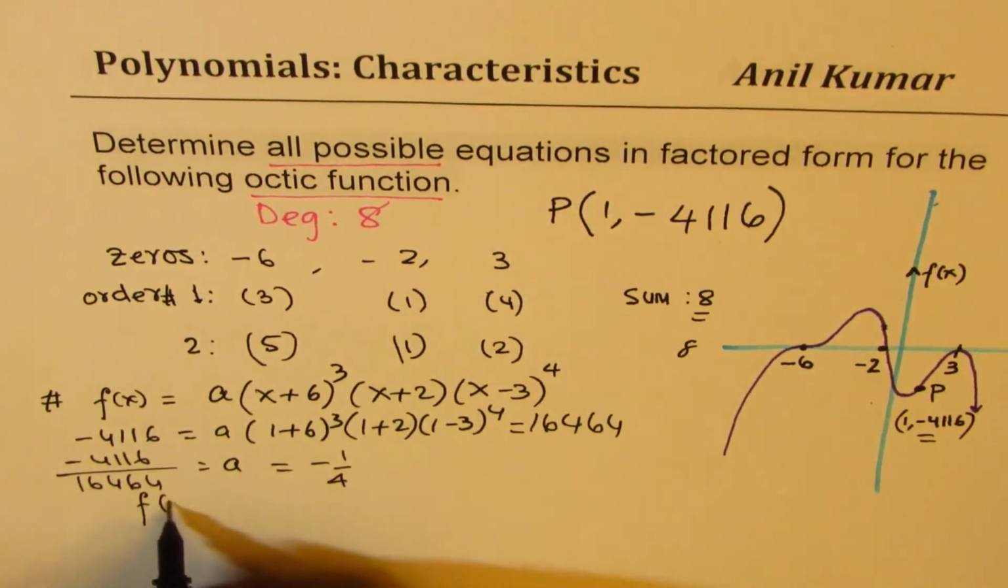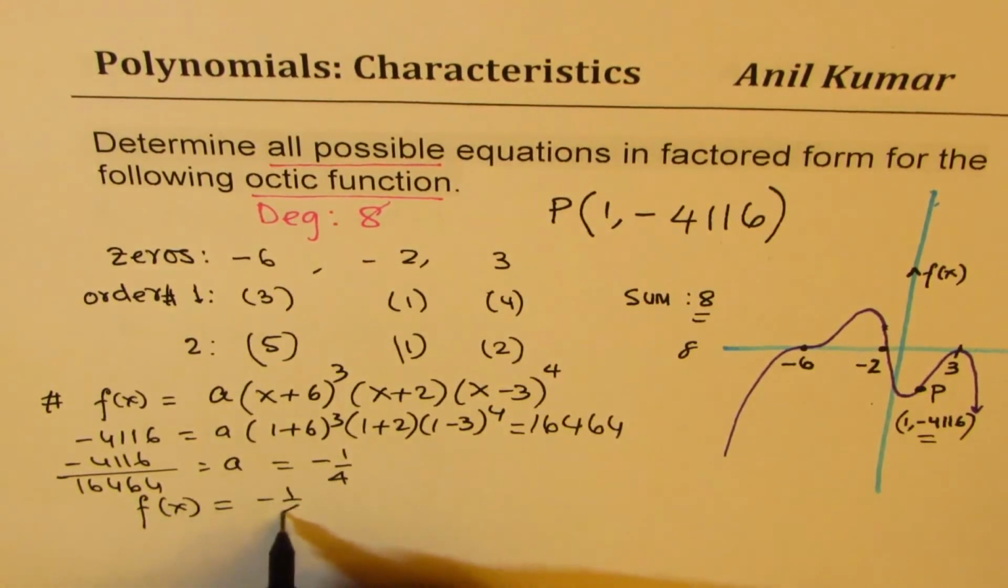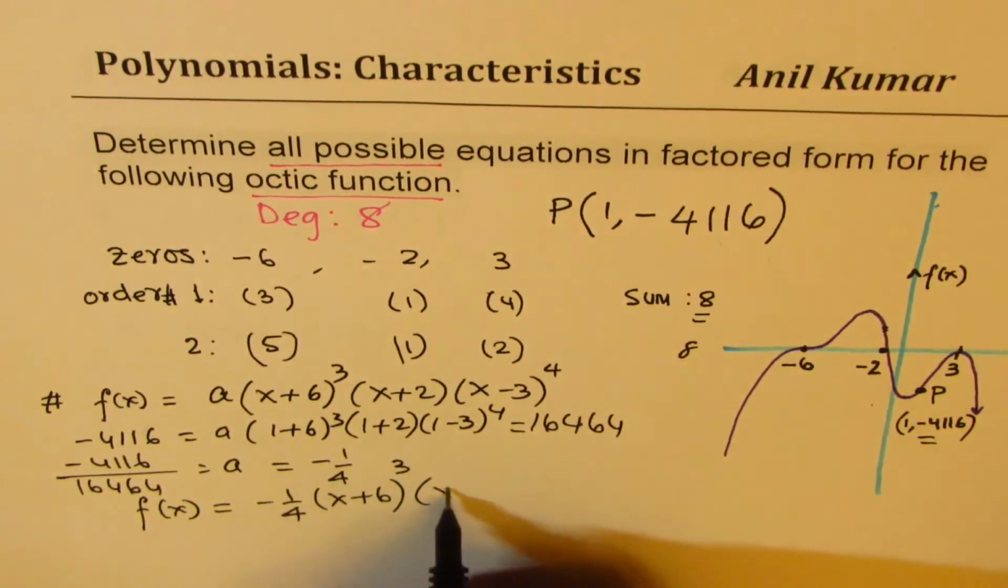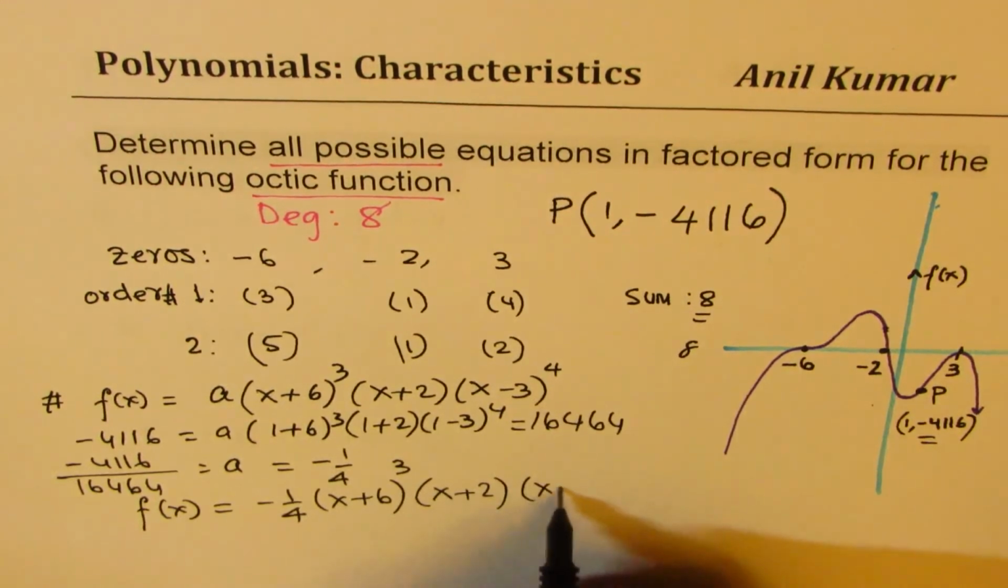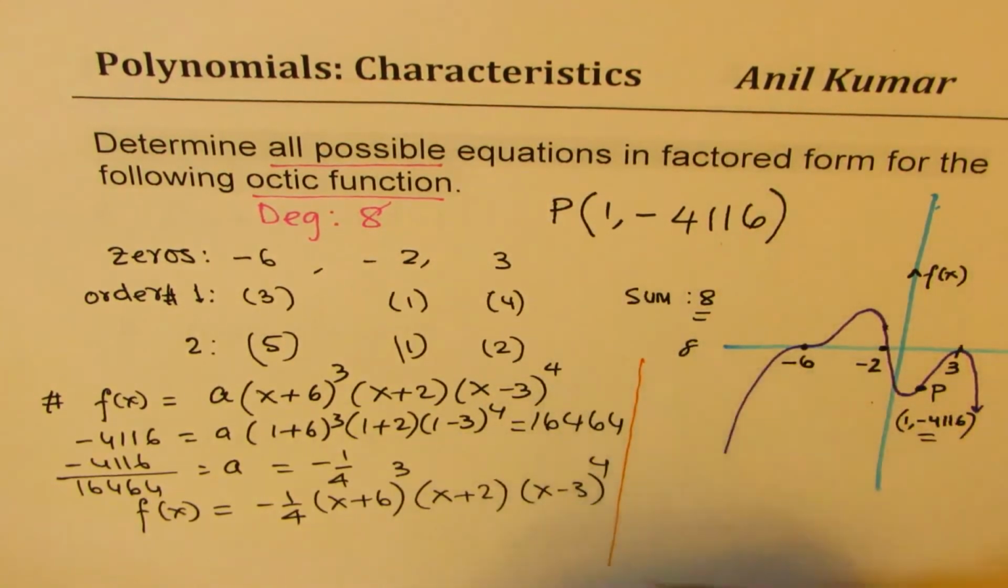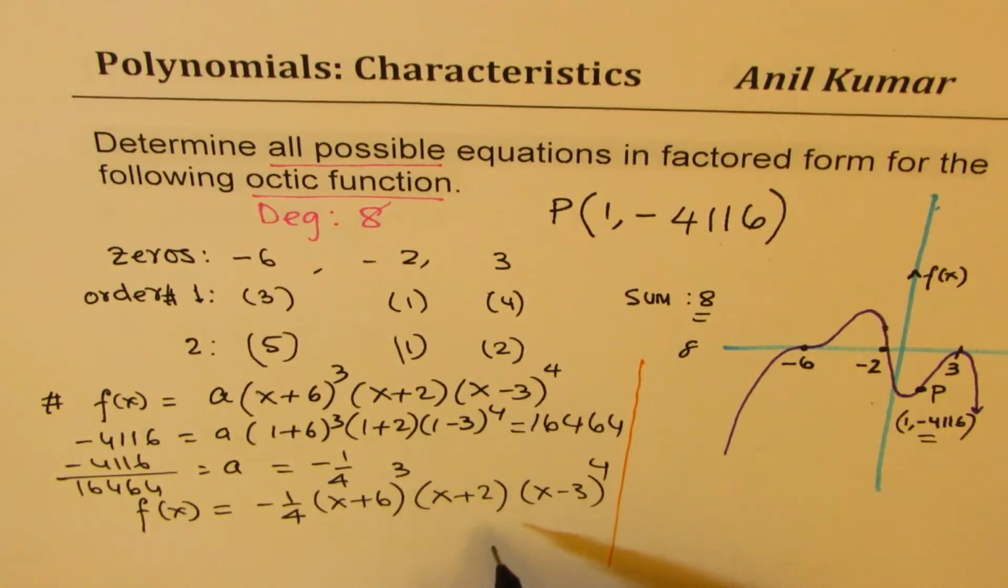So we get f of x equals minus 1 over 4 times (x plus 6) to the power of 3, times (x plus 2), times (x minus 3) to the power of 4. So I hope you find it interesting and very useful. It's not an easy question to solve in the test. Let me just tell you that first. Many students couldn't get it.